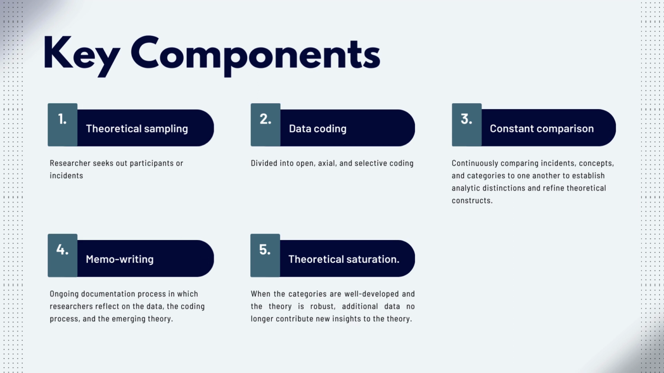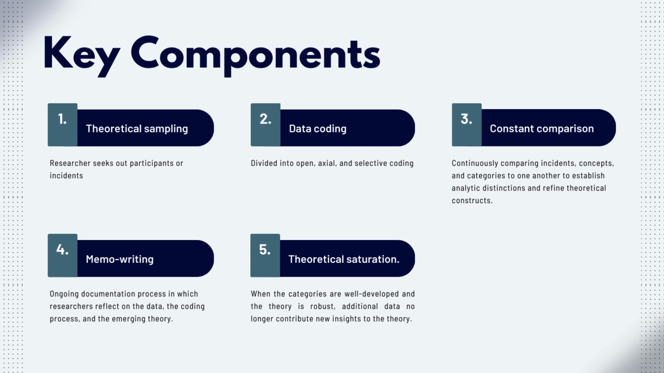Next, we have data coding, which is divided into open, axial, and selective coding. Open coding involves breaking down, comparing, and categorizing the data. Axial coding connects the categories developed during open coding, showing relationships. And finally, selective coding integrates and refines the theory, focusing on the central phenomenon of the study.